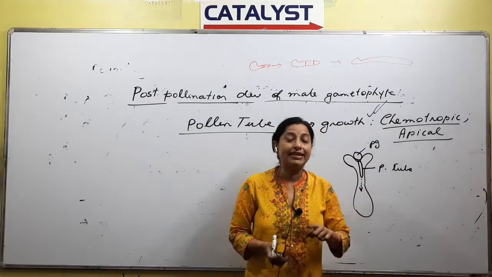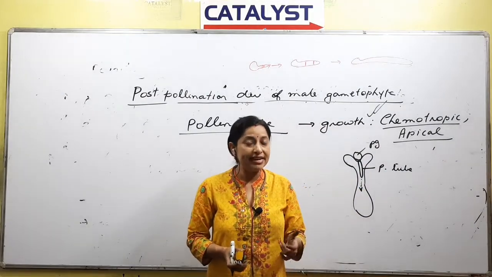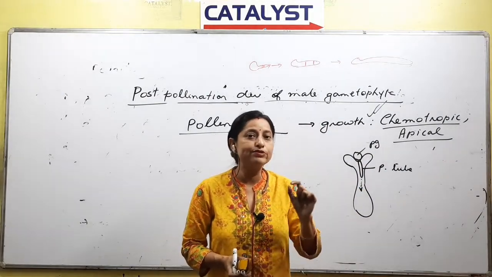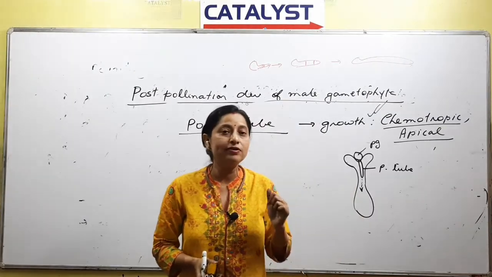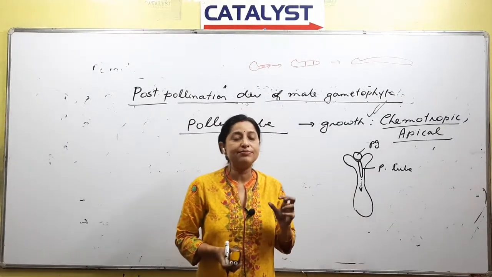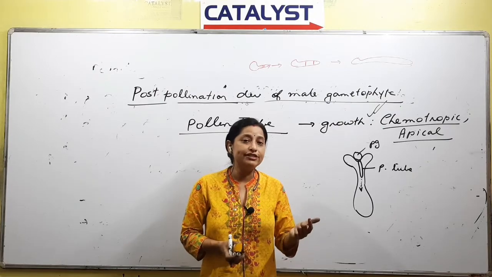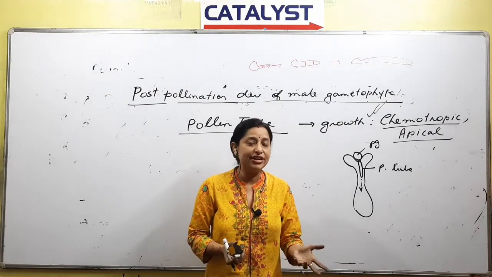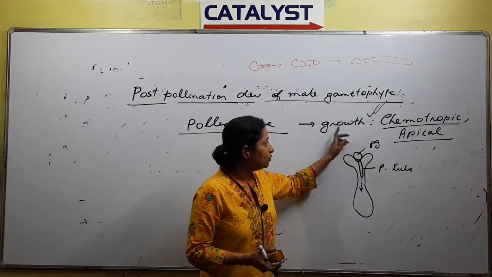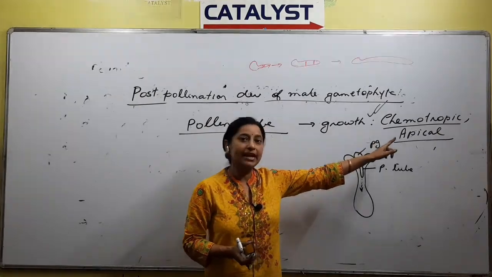What we understand by the word apical is that the tube always grows by its apex. As we said a little earlier, the active cytoplasm is present at the apex of the pollen tube, because it is active and obviously living, right? So a pollen tube always grows in a chemotropic and apical way.